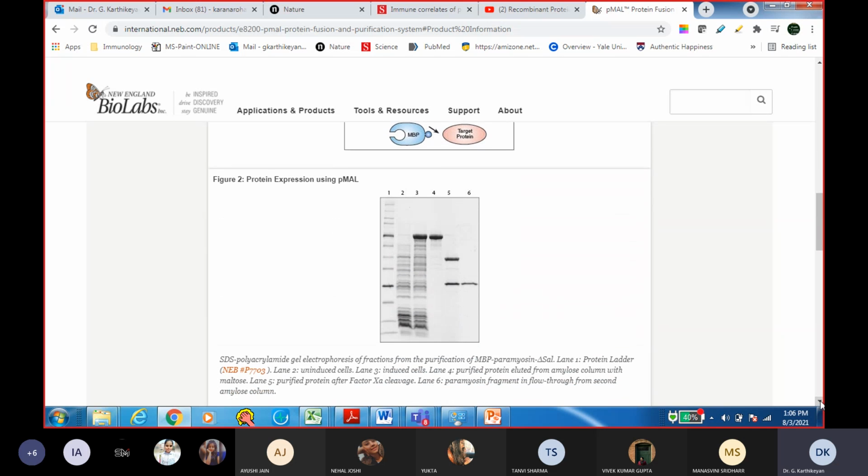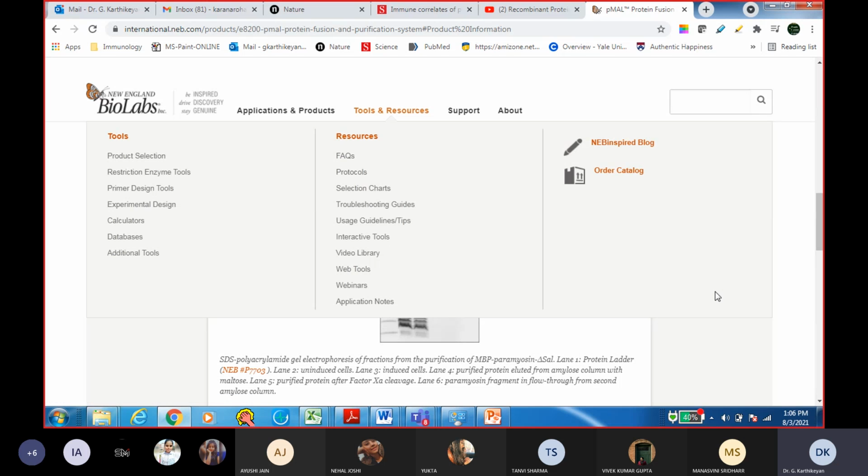Here we go. So this is your molecular weight marker. This is an SDS-PAGE where they have run the molecular weight marker, and lane 2 is your uninduced cells, lane 3 is your induced cells, and lanes 4, 5 and 6 are the purified ones. This is where they have done the cleavage step, and this is the one where they have been able to purify this target protein very clearly, separate and away from the MBP protein.